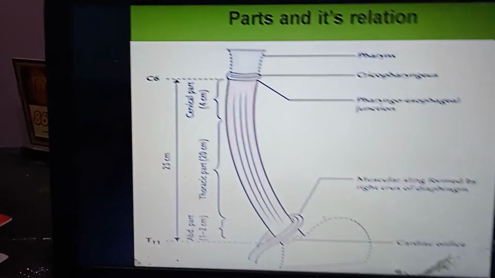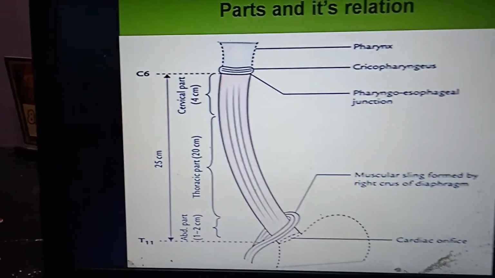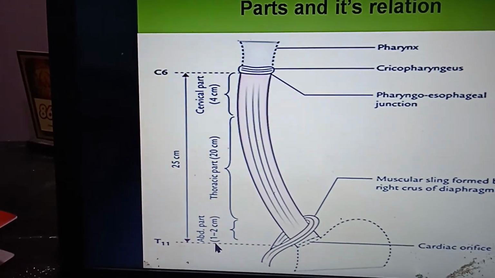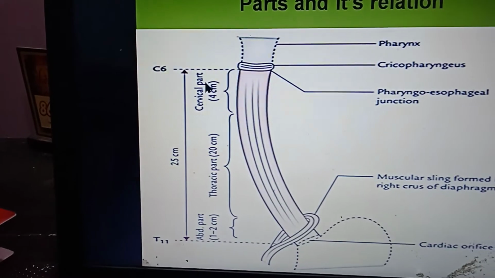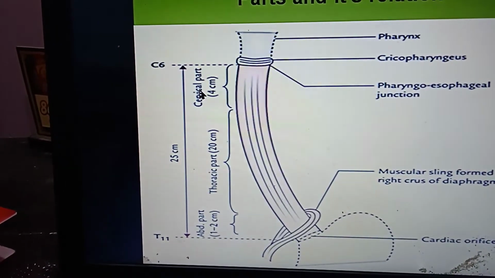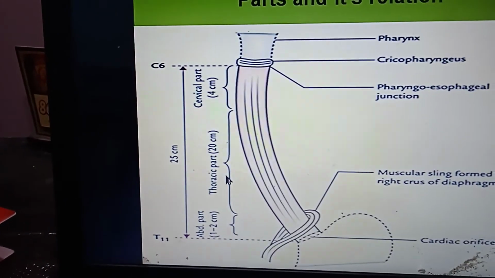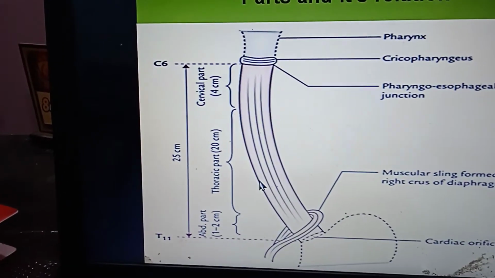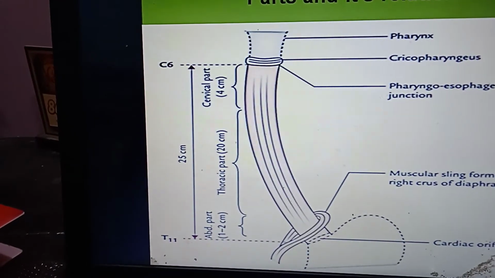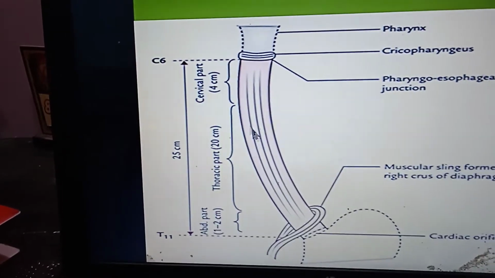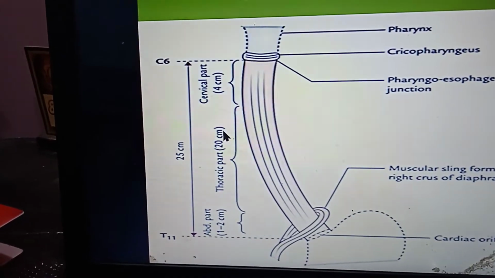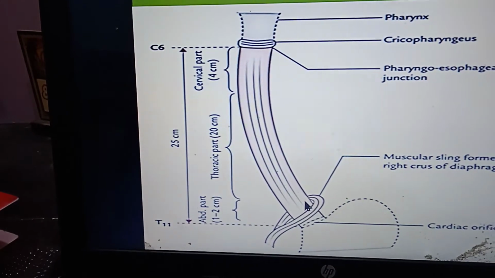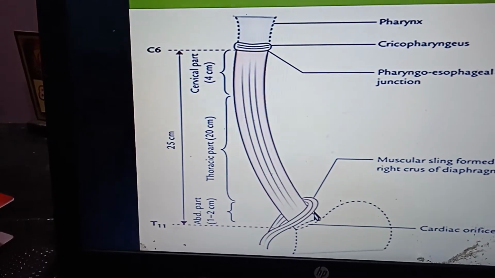Now coming to parts and relation. Esophagus is divided into three parts: the cervical part, the thoracic part and the abdominal part. In the neck, the cervical part is 4 centimeter long. In the thorax, it passes through the superior mediastinum and the posterior mediastinum, and the length is 20 centimeter. Abdominal part is only a small piece, 1 to 2 centimeter.